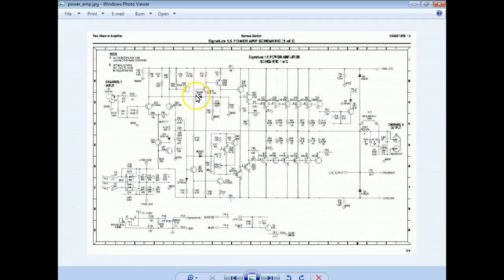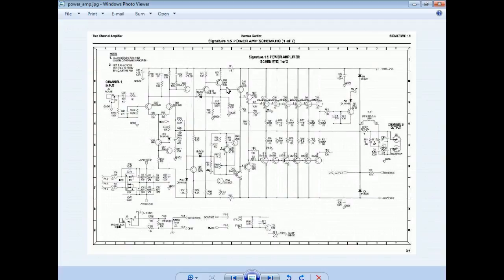So here we're inputting on the base, and we're outputting on the emitter. So what is this one? Common collector. Right? And then we take that and feed it directly into the base of another transistor.